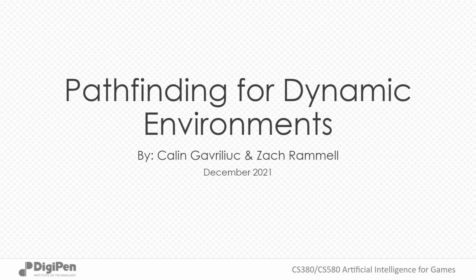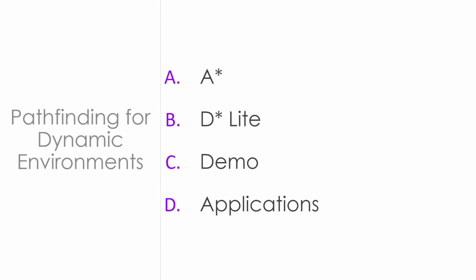And myself, Zach Ramel. This presentation will be covering pathfinding for dynamic environments, which are environments not fully known or changed during path traversal. We will be talking about A star for dynamic environments and why it sucks. Then we'll be covering an improvement on A star called D star Lite. Next, we will be demoing both algorithms side by side. And finally, we will cover applications of the D star Lite.